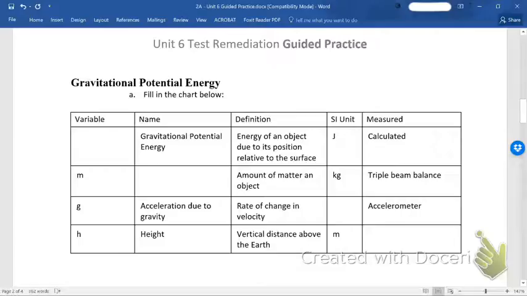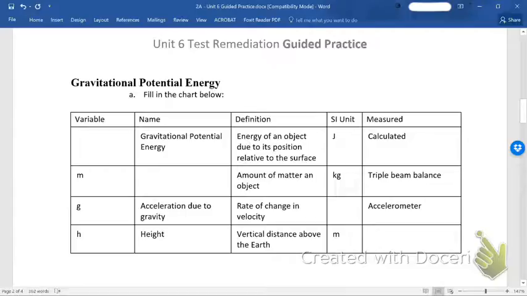In the next part, we're talking about gravitational potential energy. We're talking about potential energy, stored energy, which has the potential or the possibility to do some work. In this case, the type of potential we're talking about is the potential due to gravity.